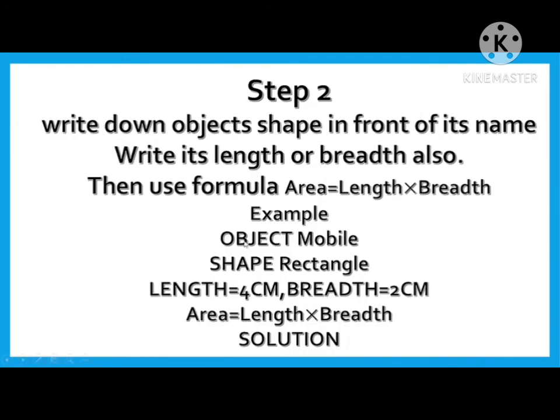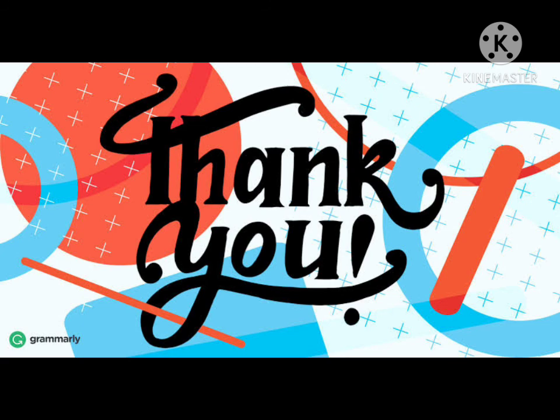First, write down the object's shape in front of its name. Then, write the length and breadth of the object. Then, use the formula that we have learned to calculate the perimeter and area of the objects. By doing so, you can record your observations neatly, and you can also find the daily life applications of the concepts we have learned.